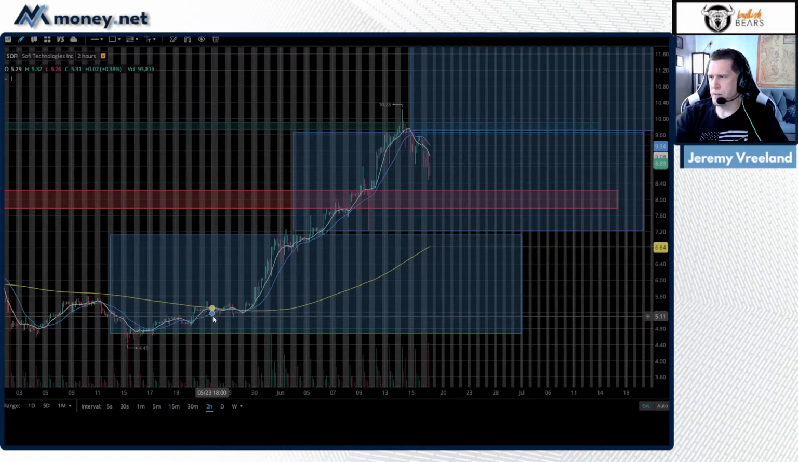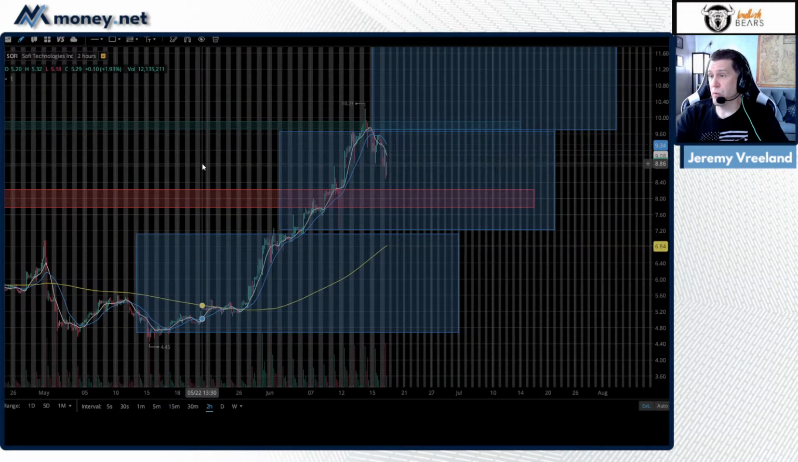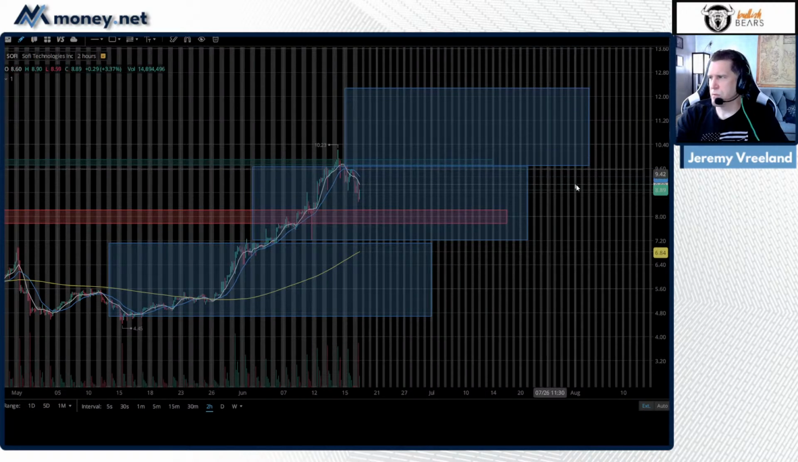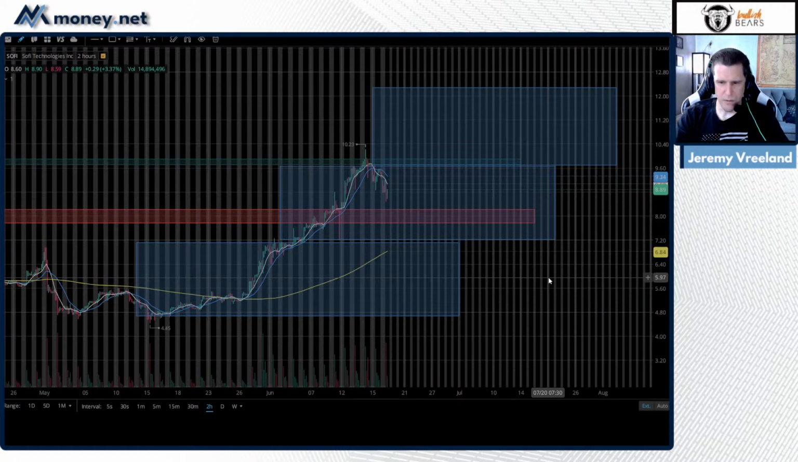As far as this whole measured move setup goes, though, this is pulling back. It's very likely to find support around that $8.20 area. I would say if it can hold that, sure, yeah, we can definitely see a good long setup on that. But just be careful. This is definitely a penny stock. Anything can happen in it. It can certainly do some stuff.